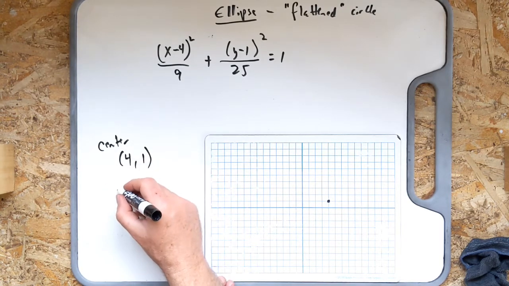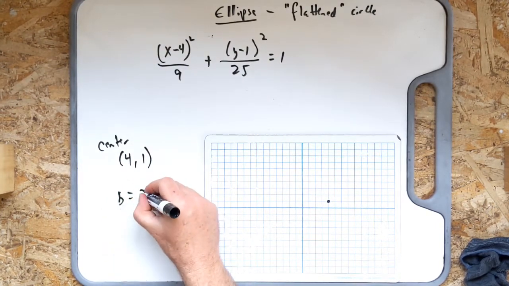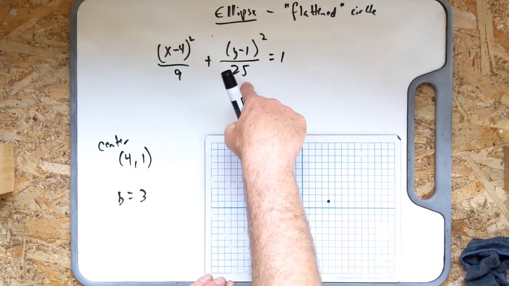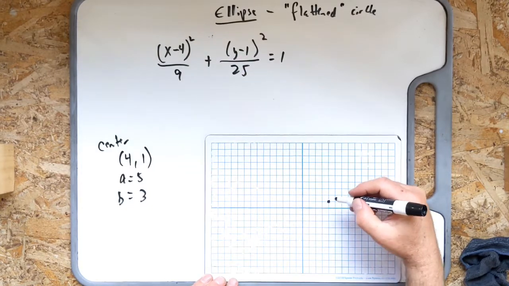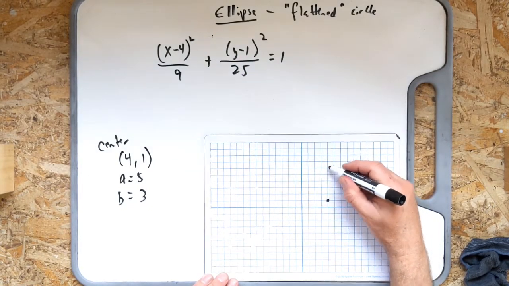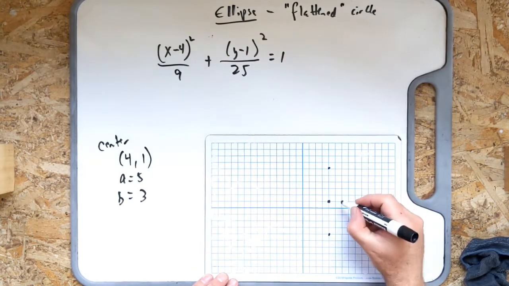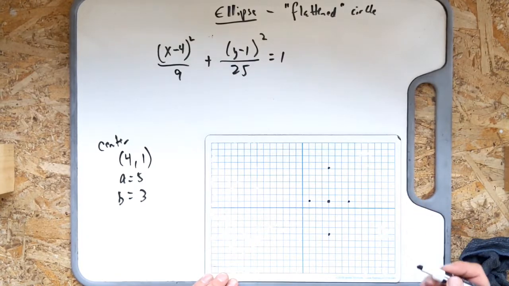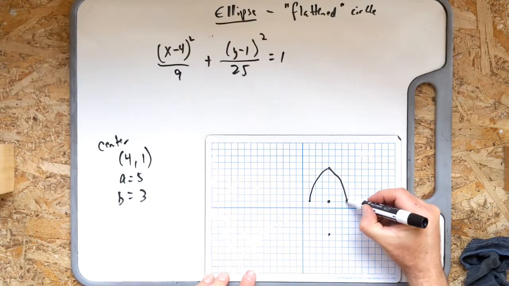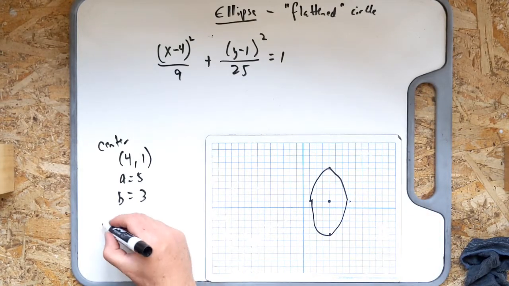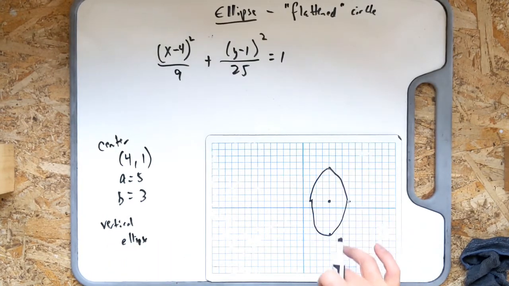The x spread: this is bigger than this, so this one is actually b. X spread is 3. Remember, this is 3 squared. This is 5 squared, so a is 5. The number under the y determines the y spread, so I'm just going to draw that one first. 1, 2, 3, 4, 5. 1, 2, 3, 4, 5. The one under the x determines the x direction. 3 and 3. And that's all I'm going to draw. And you can see this is a vertical ellipse because the bulk of it is this way.